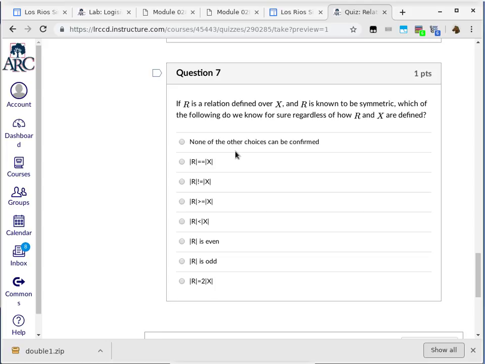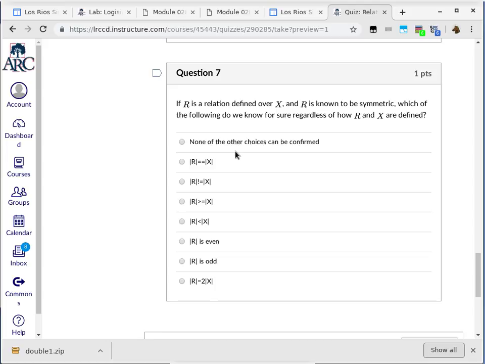Can we confirm the number of elements of R equals the number of elements of X? Nope, because an empty relation is automatically symmetric. So you can make your X as big as you want and R to be an empty set, it is symmetric. So that throws out equality. Can we guarantee that R does not equal X? We cannot guarantee that, okay? They can be the same.